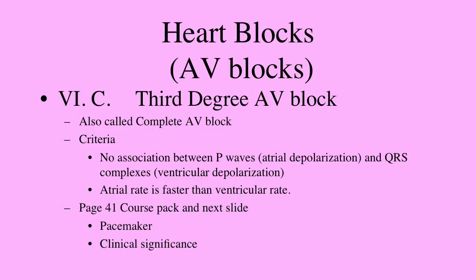On page 41 in the course pack, we'll have a couple of examples. You have P waves going along, P wave, P wave, P wave, and then another one, and then there's one that's lost in the QRS complex, and then another one like that. P waves are going at their rate, and the QRS complex is going at a slower rate, but they're not communicating at all with each other. You can see the next example down too, the middle EKG on page 41: a P wave, and then a P wave that's kind of lost in the T wave, P wave, P wave, P wave.